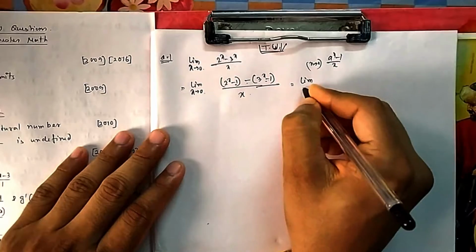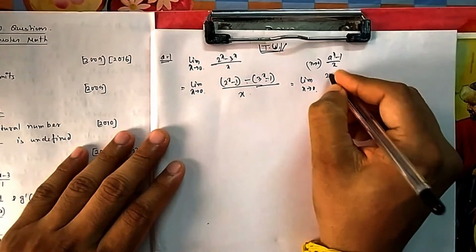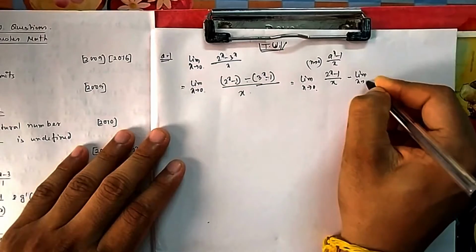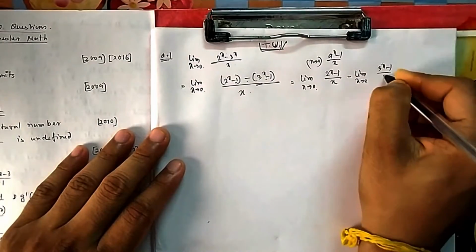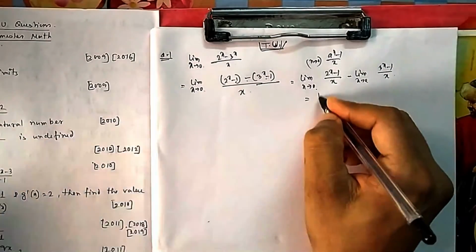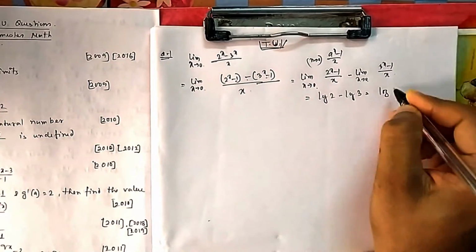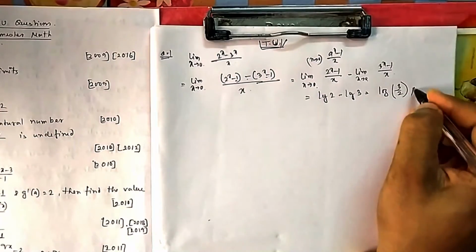Now you can segregate these two because limit has a free pass. So this by this, minus the limit as x tends to 0 of (3 to the power x minus 1) by x. So what is this formula? This is log 2 minus log 3, which by the log difference rule is log of 3 by 2. So that is your answer.